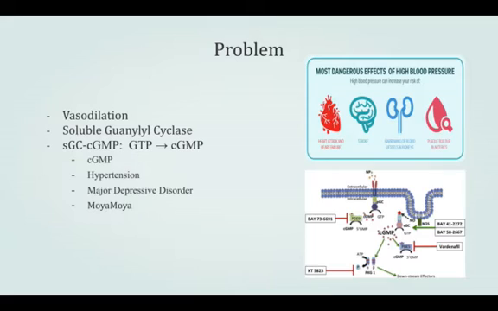cGMP can not only treat cardiovascular disorders, causing up to 31% of deaths worldwide, but also likely has a role in cancer regulation, major depressive disorder, and more. Understanding the sGC-cGMP pathway with evolutionary tools is of the utmost importance to target these deadly illnesses.